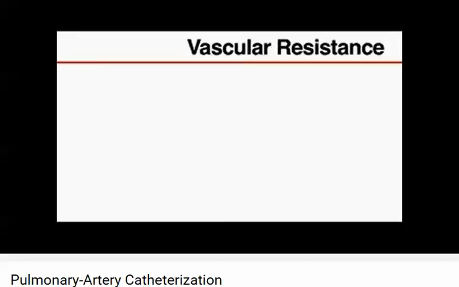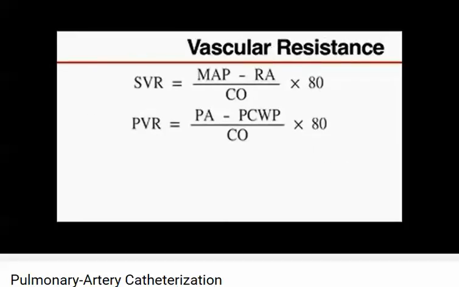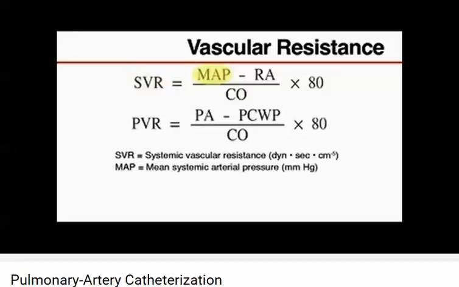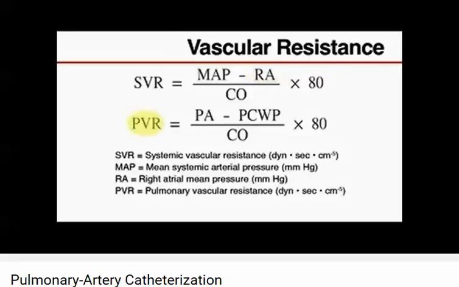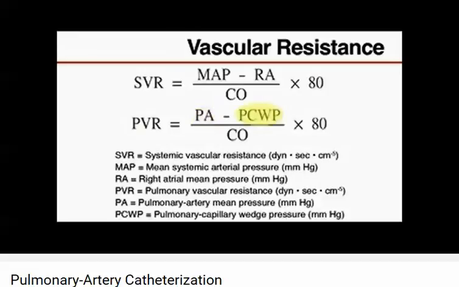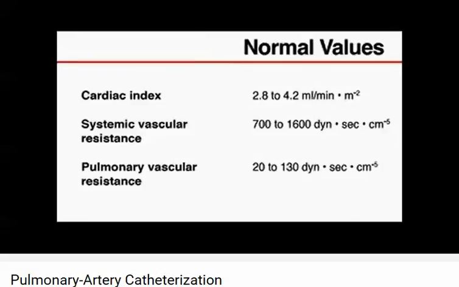Once cardiac output has been measured, systemic and pulmonary vascular resistances can be calculated with the equations shown here. The variables include SVR, or systemic vascular resistance, MAP, or mean systemic arterial pressure, RA, or right atrial mean pressure, PVR, or pulmonary vascular resistance, PA, or pulmonary artery mean pressure, and PCWP, or pulmonary capillary wedge pressure. Normal values for cardiac index and vascular resistance are shown here.